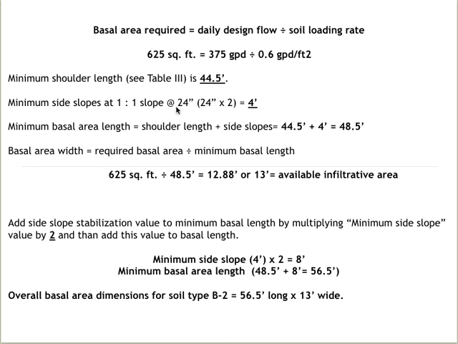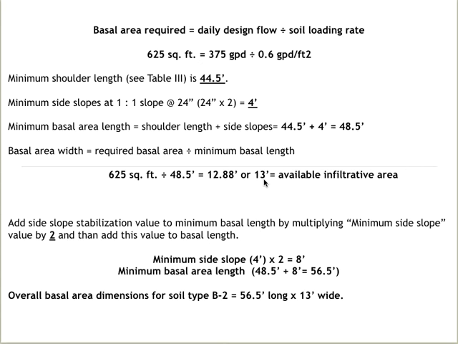In this case, though, our side slopes are going to be greater. We're going to be 4 feet instead of 2 feet. So our minimum basal length is going to be 48.5 feet. And when we do the calculations for our width, it's the 625 divided by our minimum basal length of 48.5, and we end up with just under 13. We'll round up to 13.